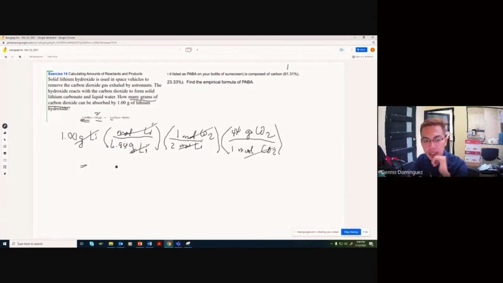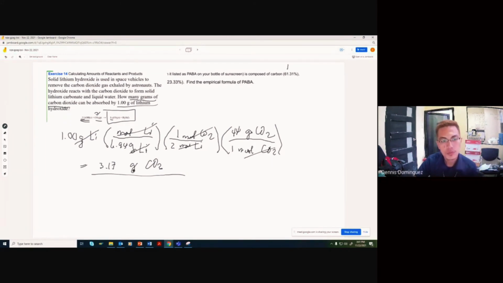So perform the necessary operation. 1 gram times 1 times 1 times 44, so that is 44, divided by the denominator, which is 6.94 times 2, that is 13.88. So you have 3.17 grams of CO2 needed to react with your 1 gram of lithium hydroxide to produce the products.